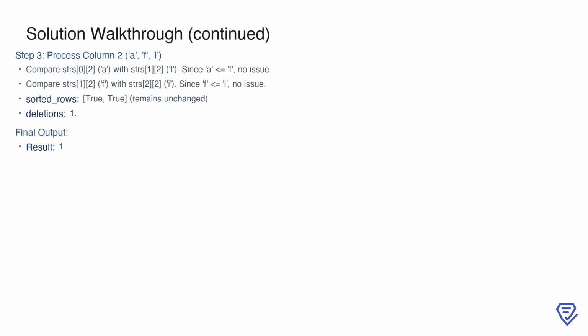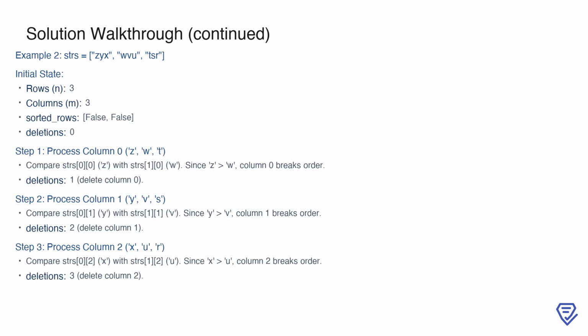With all columns processed, the final output for this example is 1, as we had to delete only one column to make all rows sorted. In the second example, the strings are ZYX, WVU, TSR.